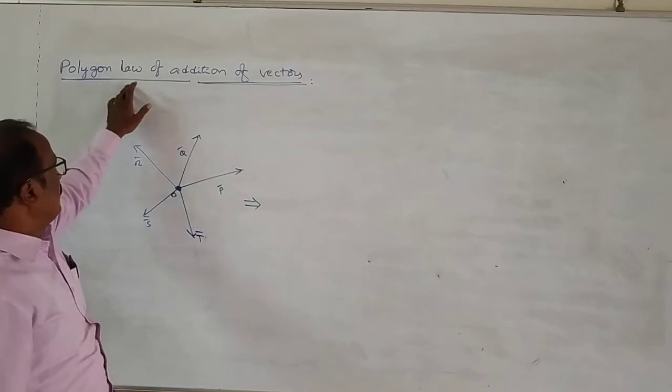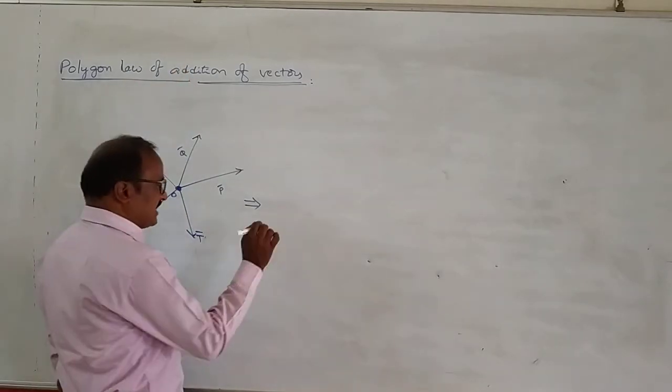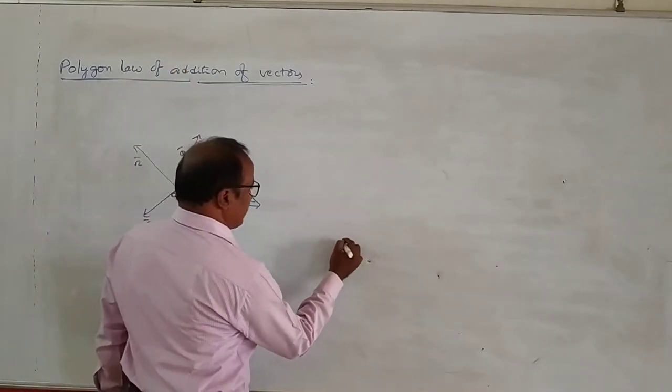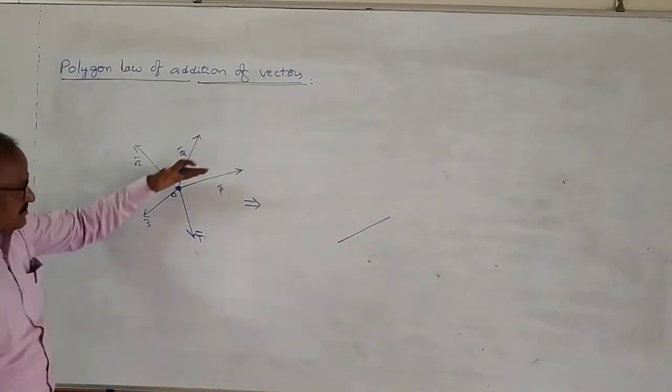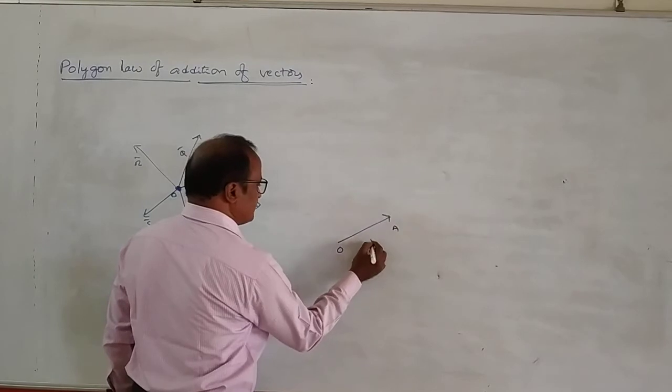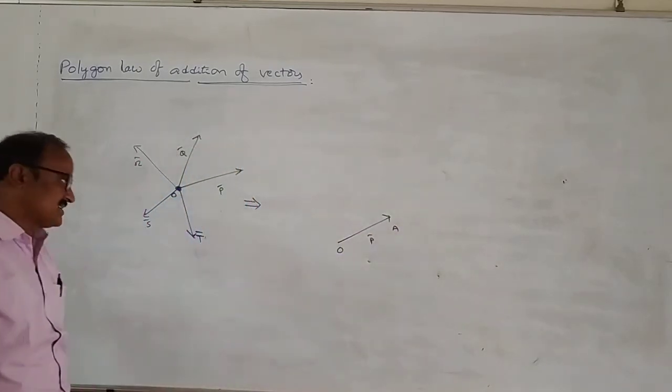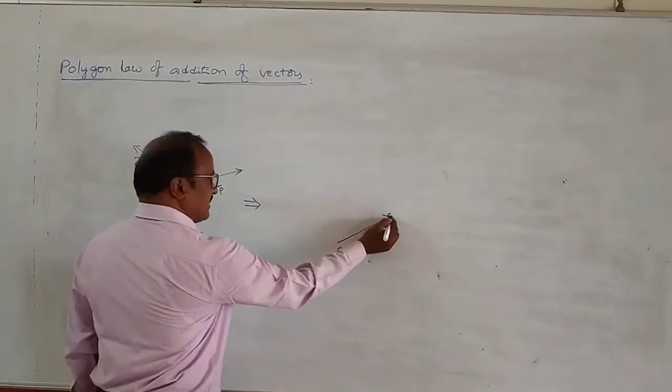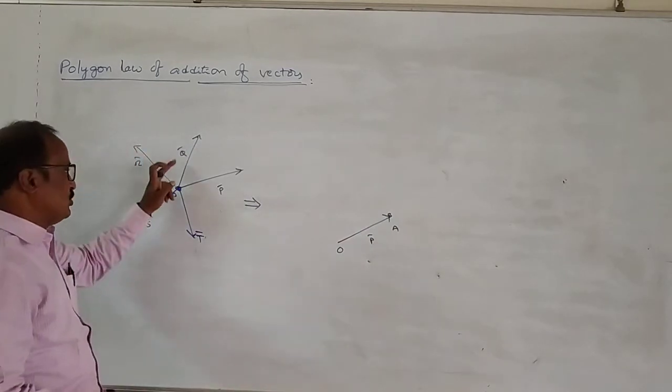The statement for the polygon law of vectors. See here. First, let us draw a vector which is parallel to P bar. This is equivalent to OA bar. Next, from the head of the first vector, let us join the second vector Q bar.